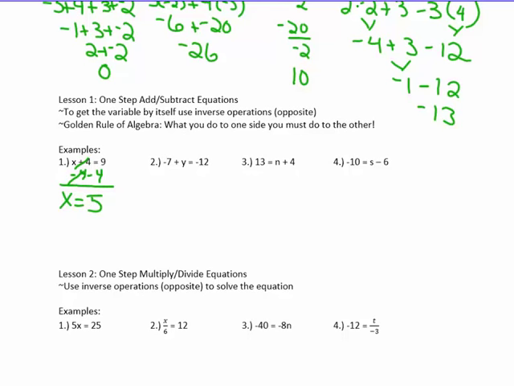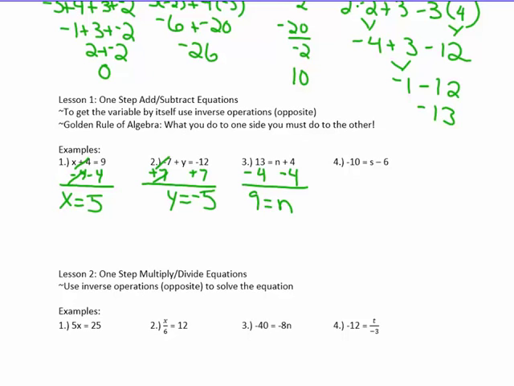Over here, here's the y. I have to get rid of -7, so the opposite of that is +7, which is like adding. So y is -12 plus 7, which is -5. This is how it has to look on your papers. So for number 13, I'm subtracting 4, so that's 9 equals n.